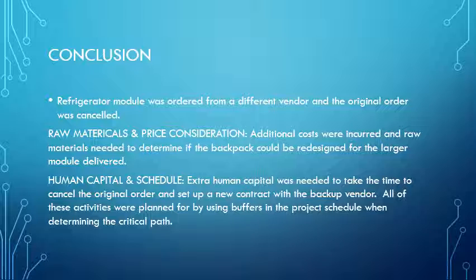This created additional costs in raw materials to determine if the backpack could be redesigned for the larger module delivered. Extra human capital was needed to take the time to cancel the original order and set up a new contract with the backup vendor. All of these activities were planned for by using buffers in the project schedule when determining the critical path.